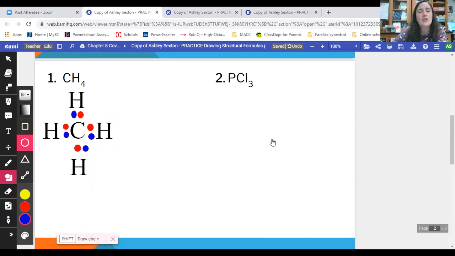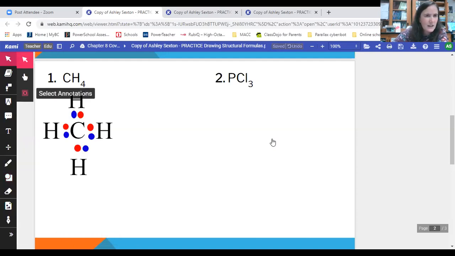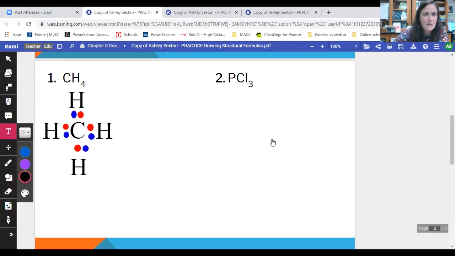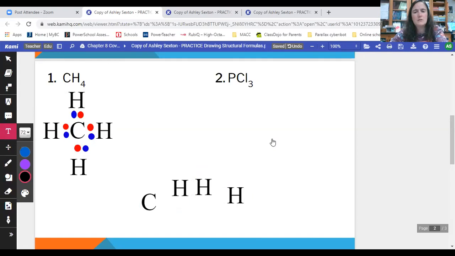So this would be the electron dot diagram of CH4, but we want to do a structural one. So that means we're going to replace all these dots with lines. Wish I could save all of this. Can I do that? No, I don't think I can do that. I'll redo it. Not that big of a deal. Make a big C, big H, big H, big H, big H.